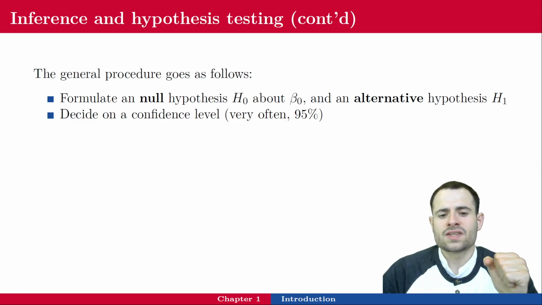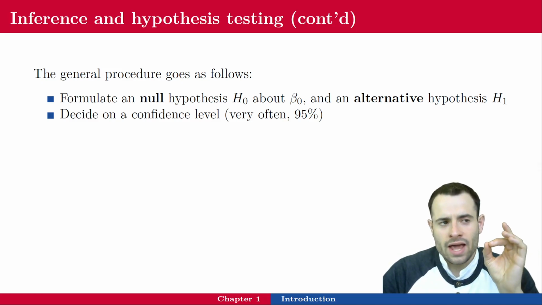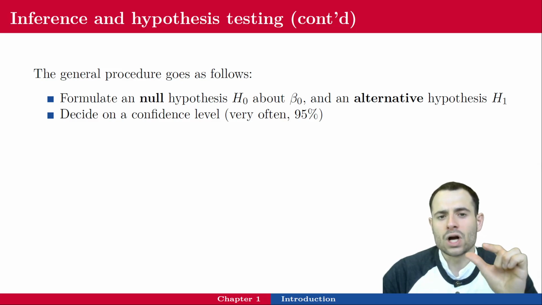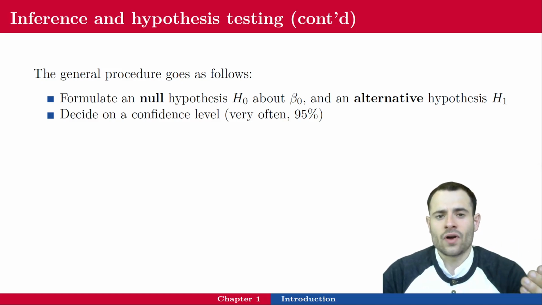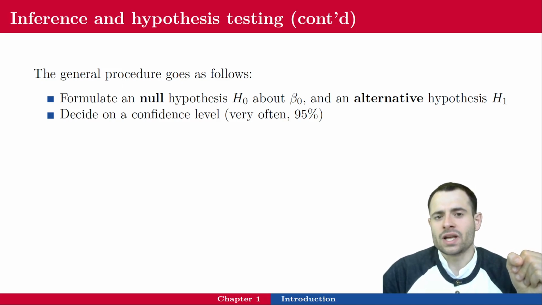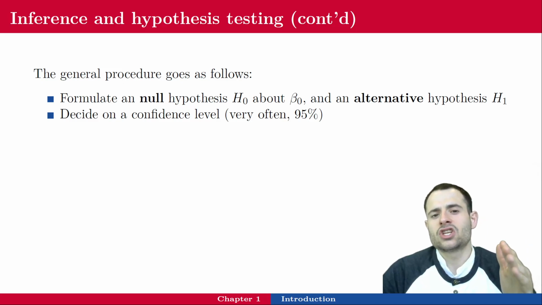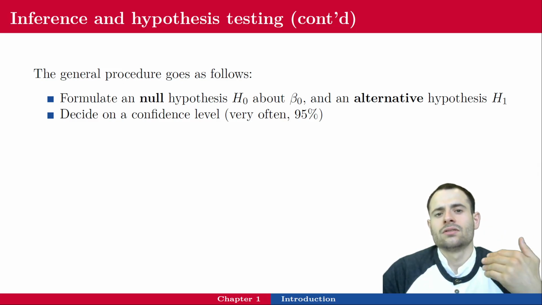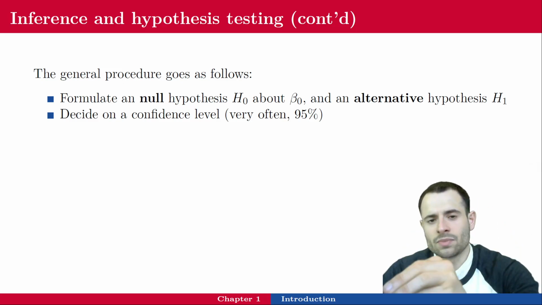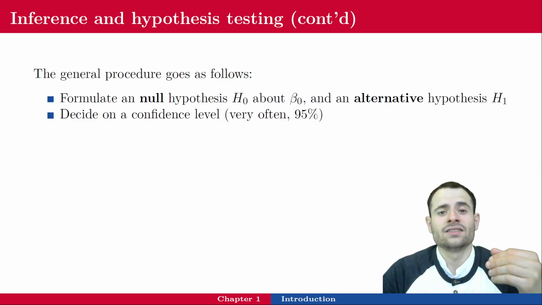Then you decide on a confidence level. You cannot tell with a 100% confidence level that an hypothesis is true or not. There is always a margin for error. Since you want the margin for error to be small, in general, we choose a confidence level of 95%. So there is a 5% chance of rejecting the null hypothesis when the hypothesis is true. So we have a 5% chance of making a mistake, saying that something is wrong, whereas it in fact is right.